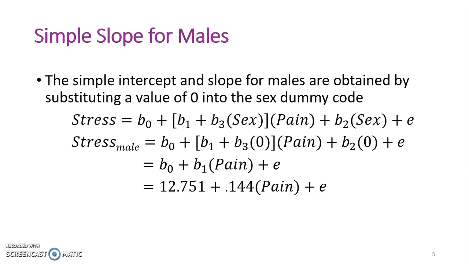And this actually reduces our equation to be B0 plus B1 times pain severity plus some error for the overall regression equation. And so this gives us 12.751, which was the overall intercept for the model, plus 0.144, which was the B1 coefficient relating pain severity to stress. And this is what we would use to construct the simple slope.